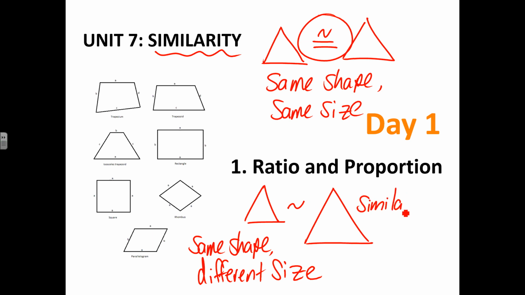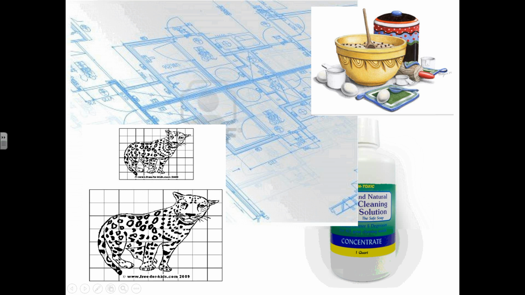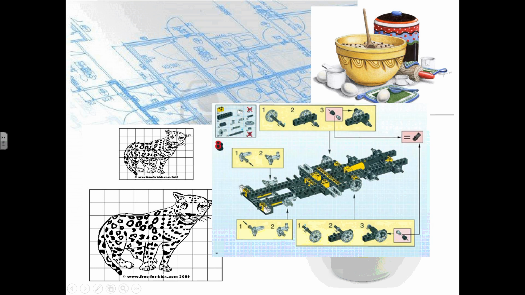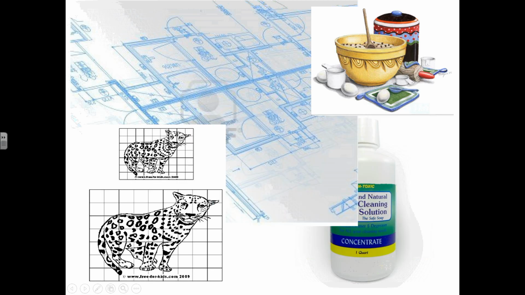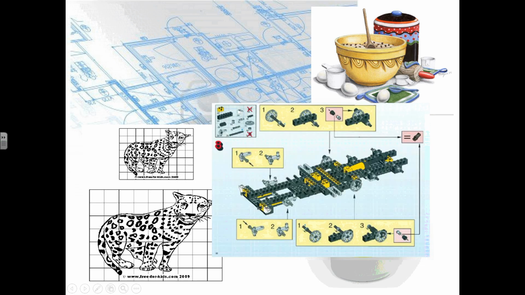These triangles are similar. But a key component of similarity is going to deal with ratios and proportions. Cleaning solutions, footprints, Lego diagrams. Every single one of these, from cleaning solutions to art, blueprint, baking, and building Legos, all involve something called the use of ratios. And that is what we're studying today.